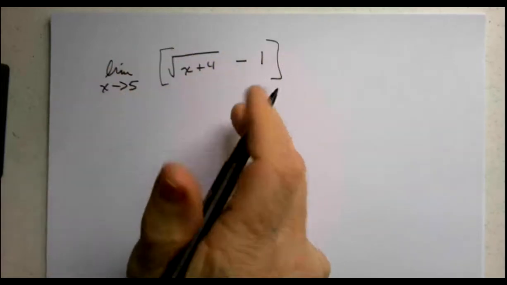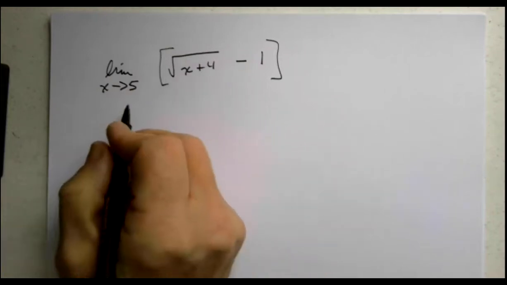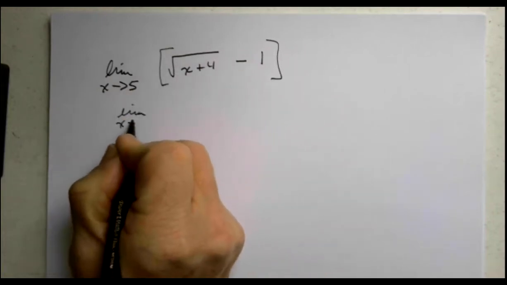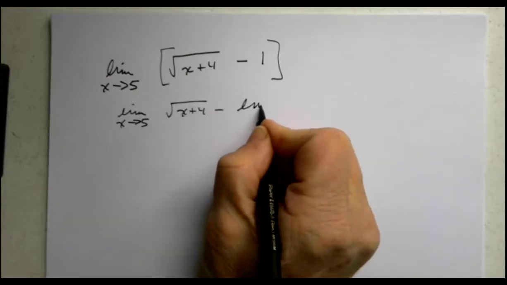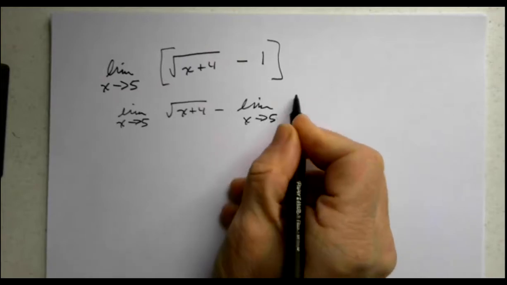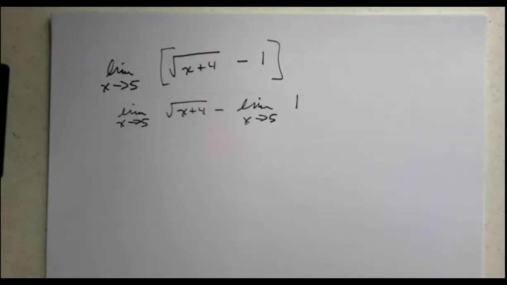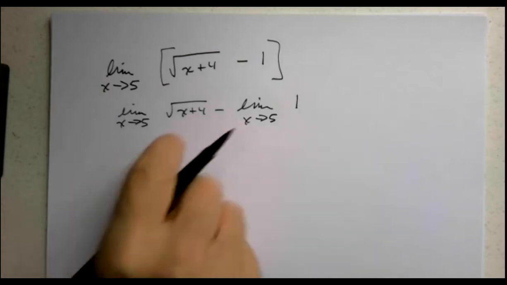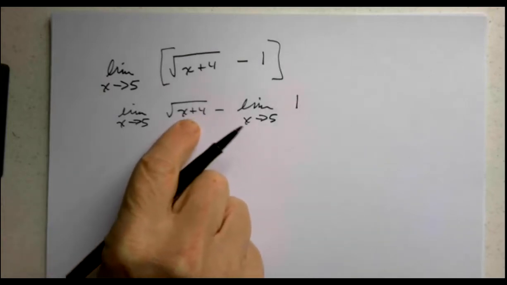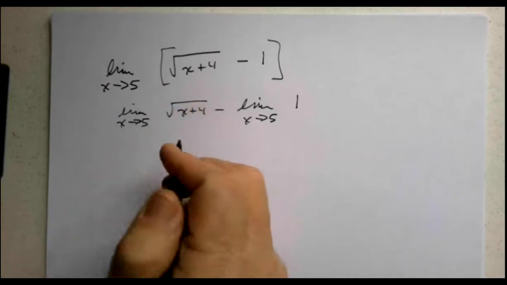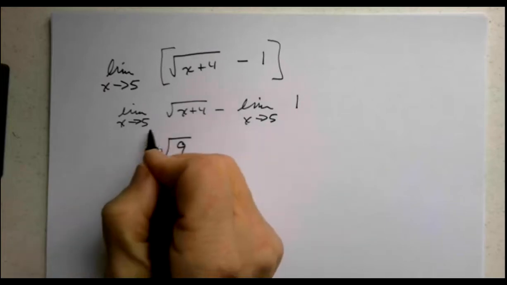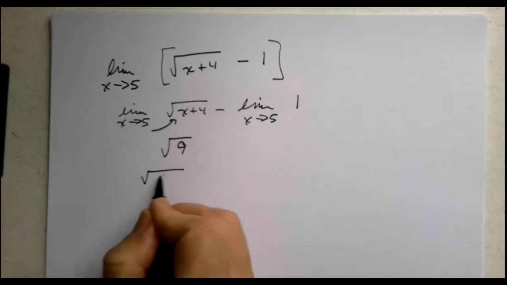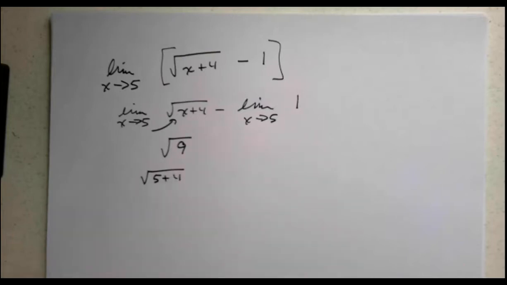So the limit of the sum is the sum of the limits. So I certainly could say this is the limit as x goes to 5 of the square root of x plus 4 minus the limit as x goes to 5 of 1. Now, what is the limit as x goes to 5 of the square root of x plus 4? As numbers get very, very close to 5, x plus 4 gets very, very close to 9, so this whole thing gets very, very close to root 9. Just plugging in the value, right? Plugging in 5 for x, maybe I should put that in there and I should say square root of 5 plus 4, right?